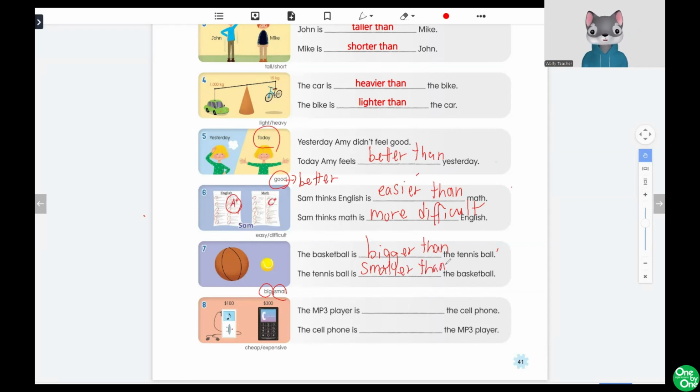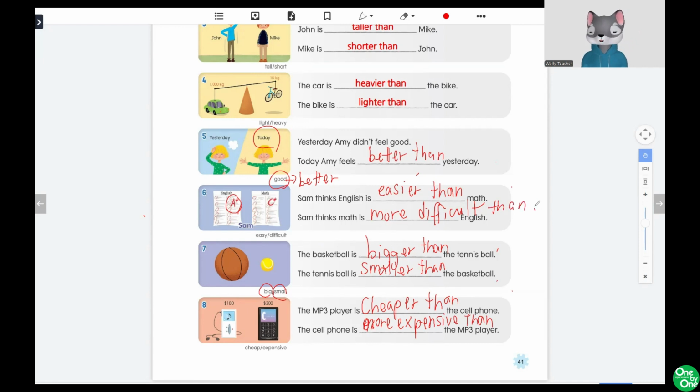Next one, number 8. The MP3 player is. How is the MP3 player? Cheaper. Very good. Than the phone. The cell phone is. What is it? Expensive. Expensive. So there's 3 syllables. So more expensive than should be there. Do you understand? Oh, I forgot the than on number 6 over here.